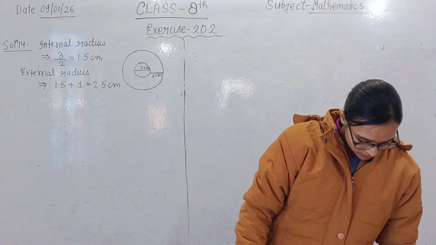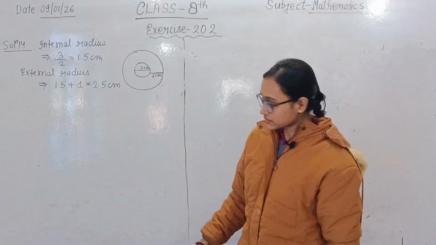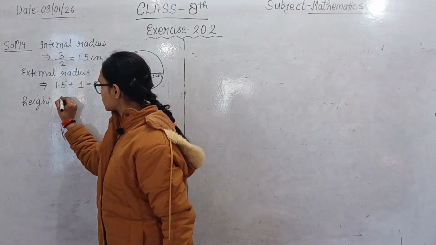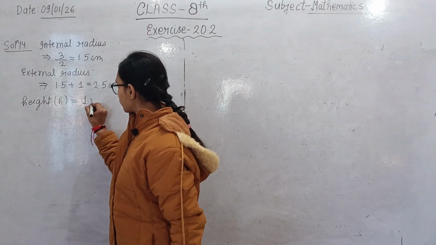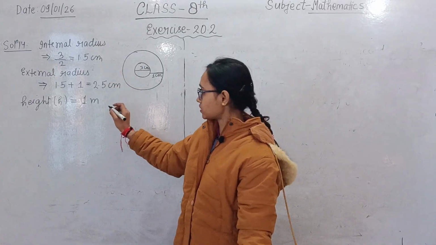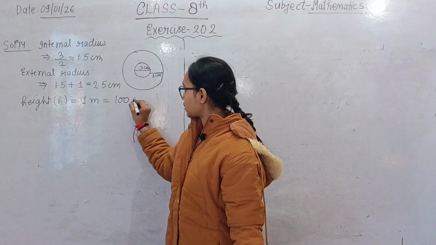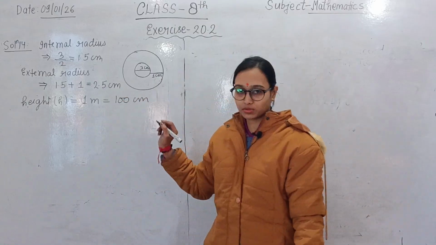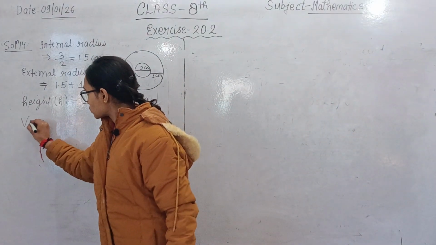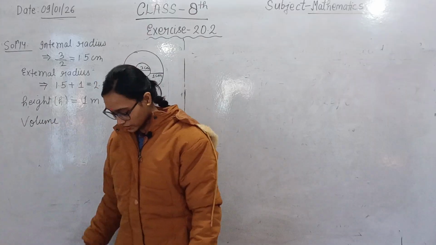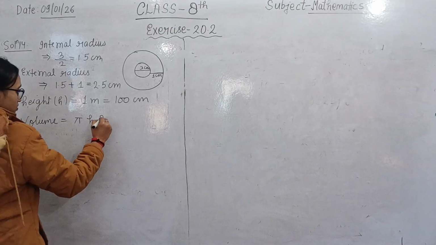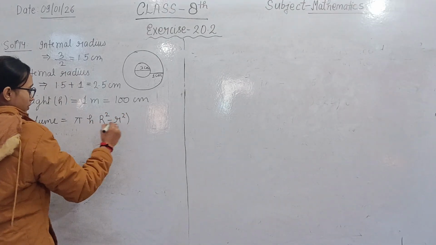Now, height, that is length, is given as 1 meter. It is given in meter and we are calculating all these terms in centimeter. So we will convert this meter into centimeter and we know that 1 meter is equal to 100 centimeter. Now we will calculate the volume. So the volume of a hollow cylinder is given by pi h (R square minus r square).